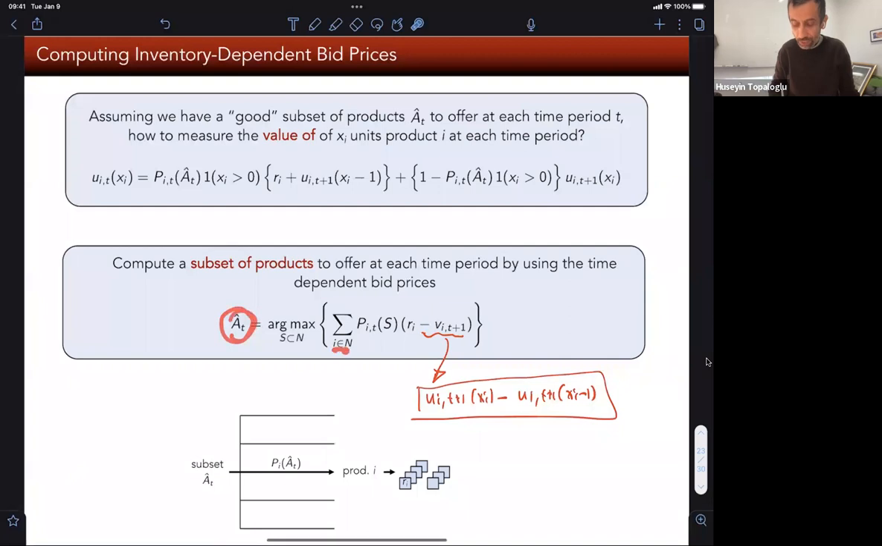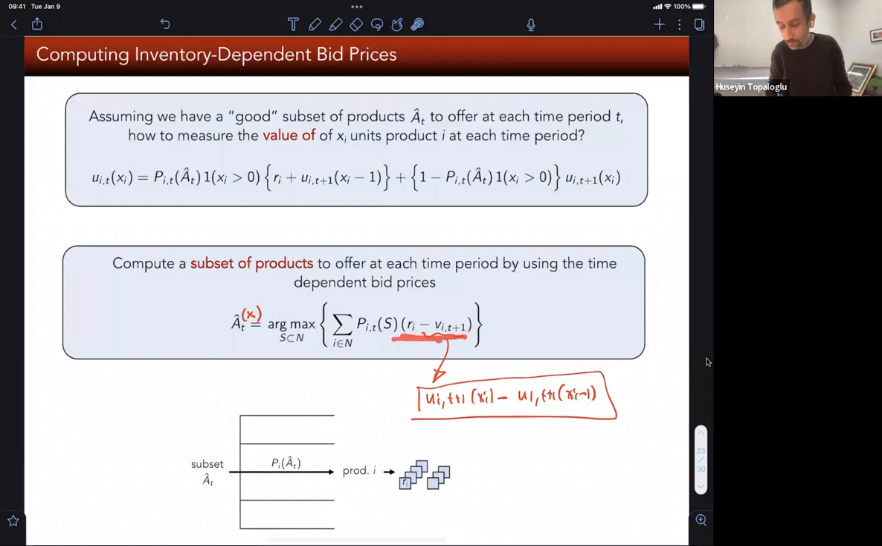then this A hat T would depend on, look, when I compute this A hat T, I look at all the products together. So this A hat T would be jointly depending on the inventories of all of the products. So this would be an assortment that I would not be able to keep track of in my computer in a tractable fashion, because it would jointly depend on how many units of inventory I have for all of the products. This would be almost as difficult as solving the original dynamic program.